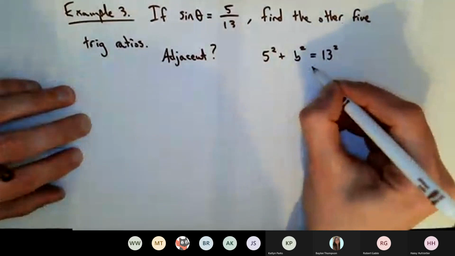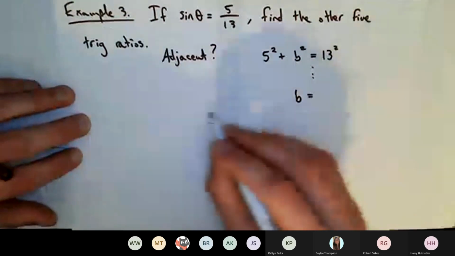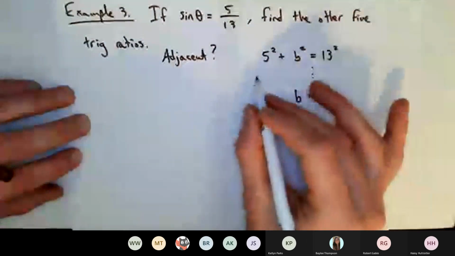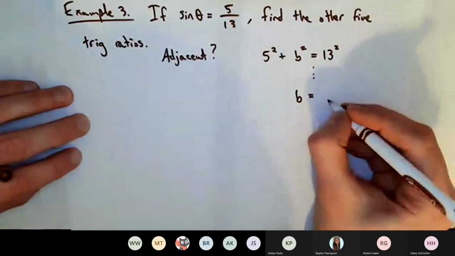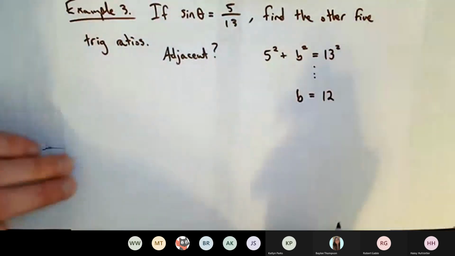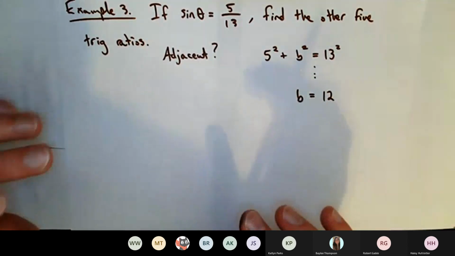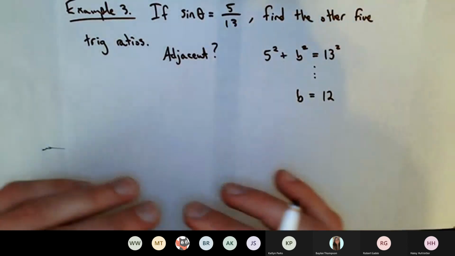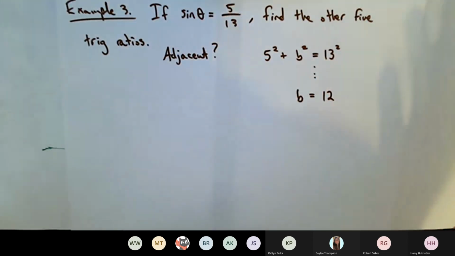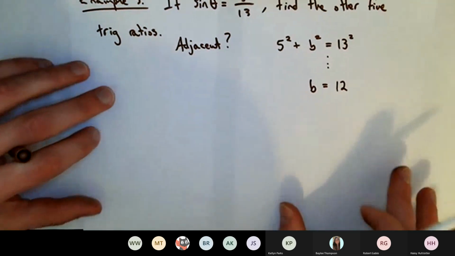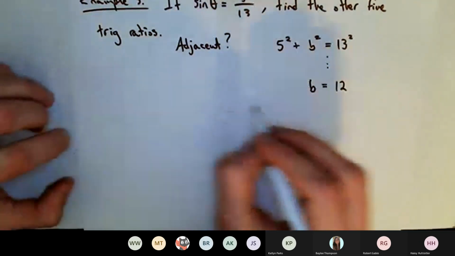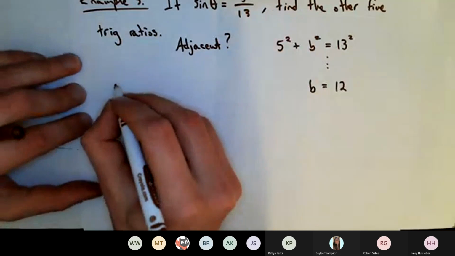Okay, and I'll just skip ahead here, assuming you remember how to solve this. Square both of these, right? Then subtract, then take the square root, and you'll end up with 12. So this triangle is some scalar multiple of one of those 5, 12, 13 triangles. Maybe it's a 10, 24, 26. We're not sure, right? But at least we know how to set up these other trig ratios now.